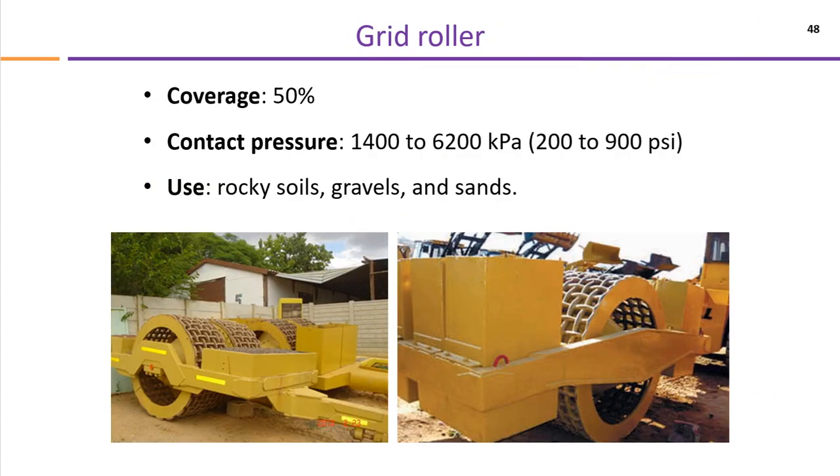Okay, so the next one is called grid roller. So there's a grid, and these are not very common. So you might see this grid. So this grid is going to be used for mostly the soils that have a lot of rock in it. So if there are some soils that contain big pieces of rocks, then we are going to use this grid roller, and it covers 50% of the area, and the pressure can go up to 6,000 kilopascal. Mostly this is used on the big dam projects. So you might not see this roller on a highway project.